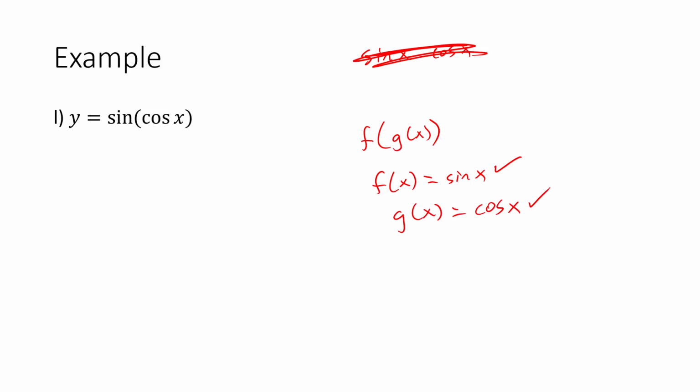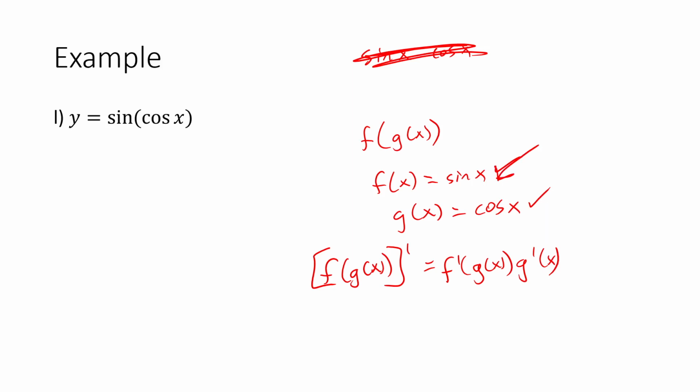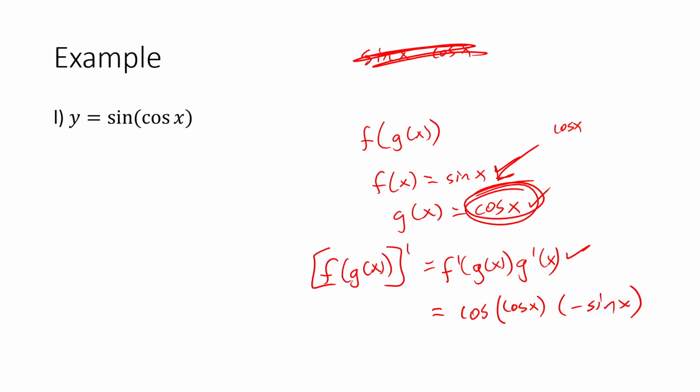And the derivative of f of g of x, as you know, is f prime g of x, g prime of x. Okay, well, if I have f of x equaling sine x, then f prime of x would be cos x, meaning f prime g of x would be the cos of g of x being cos x. And then g prime of x, if g of x is cos x, g prime of x would be negative sine x. And that would make this whole overall derivative be negative sine x times the cos of cos x.